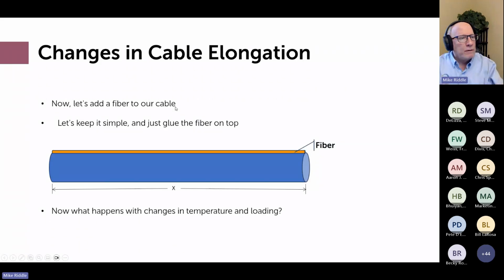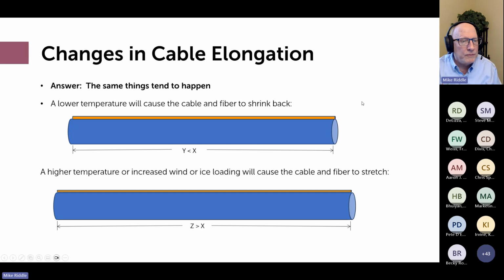So now let's say we want to add a fiber to our cable. And to keep it simple, we're just going to glue our fiber on the top. You can pick your favorite glue, super glue, gorilla glue, doesn't really matter. We're just going to attach the fiber to the top, and then we're going to see what happens when we change temperature and loading conditions. And what we find is that the same things are going to happen.